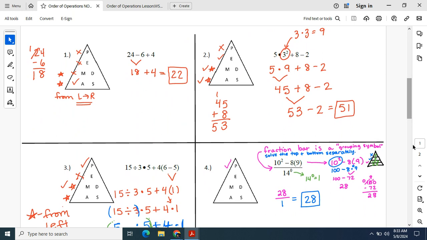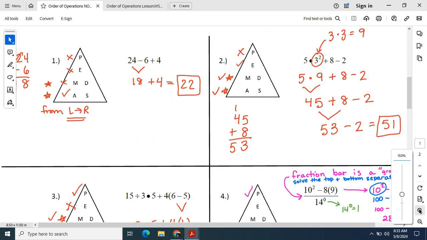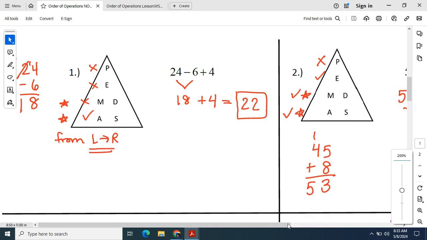So let's look at the first example. All right, so if you look at the first example, I'm going to look at the triangle. I don't see parentheses, so I put an X there. I don't see exponent, so I put an X there. There's no multiplication division, also an X, and I put a check.